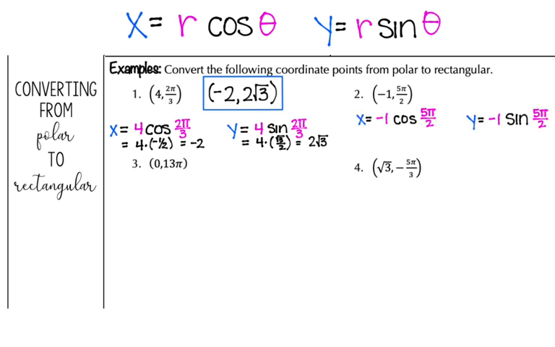We're going to do the same thing for point 2. We plug in our r and our theta, and we evaluate each one of those, and we get x is equal to 0, and y is equal to -1. Whoops, and I have a mistake, so let me fix that. Okay, there, now it's right. Yeah, it's 0 comma -1. And that's the rectangular coordinate when we're given the polar form.